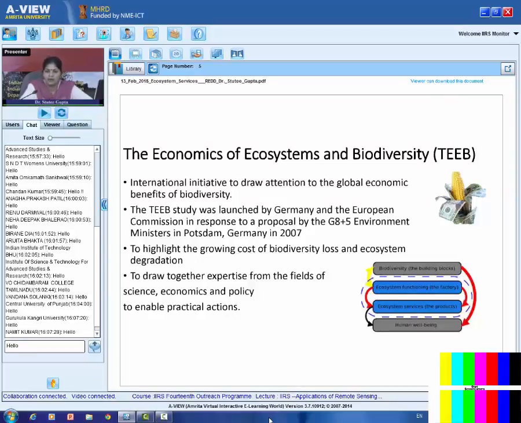As all are aware, we are rampantly destroying the forest and biodiversity is being lost at a rapid rate. Now, the TEEB report was meant to draw on experiences from the fields of science, economics and policy to enable practical actions.